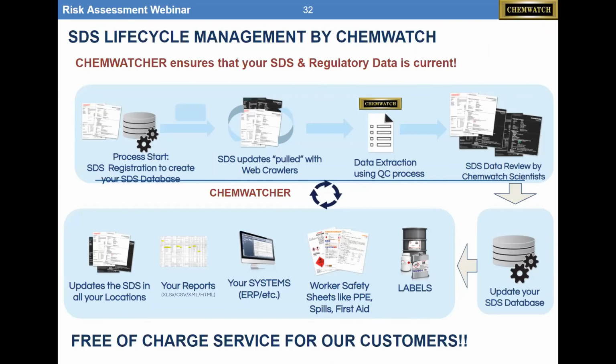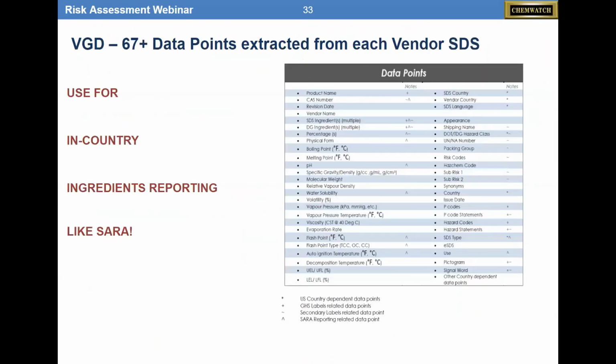So we update all the SDSs in your location. So all this kind of happens free of charge. And all of this is monitored by an app we call the Chemwatcher. So in VGD, what we call vendor generated data, GHS allowed us to actually capture, because every SDS had to be homogeneous. So we know that there's 67 data points usually on a vendor SDS that we can capture. And then we can take that data and we put it into our database, and then we use that information to feed things like a risk assessment or like a secondary labeling. So we can do ingredients reporting like SARA, because we kind of know what makes that chemical tick.